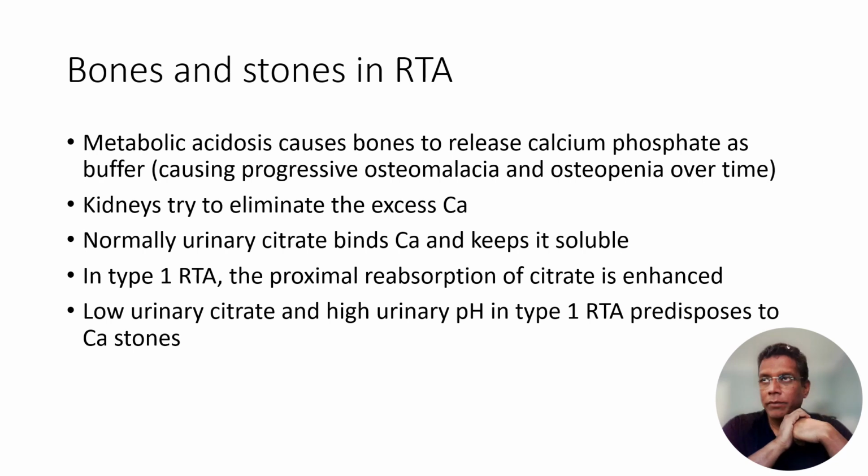However, in type 1 RTA, which is distal RTA, you're unable to excrete hydrogen, and the problem is in the distal tubules, so your proximal tubules are fine. The proximal tubules will say, okay, we need to hold back every bit of alkaline thing in the urine. So it reabsorbs not just every bit of bicarbonate, but it reabsorbs citrate as well, which acts as a buffer. Because it reabsorbs every bit of citrate, the urine doesn't have any citrate, and so the calcium is free. Citrate makes it soluble so it goes out in the urine, but if you don't have citrate, the calcium is free and it can precipitate. Therefore, people with type 1 RTA are more predisposed to calcium stones.